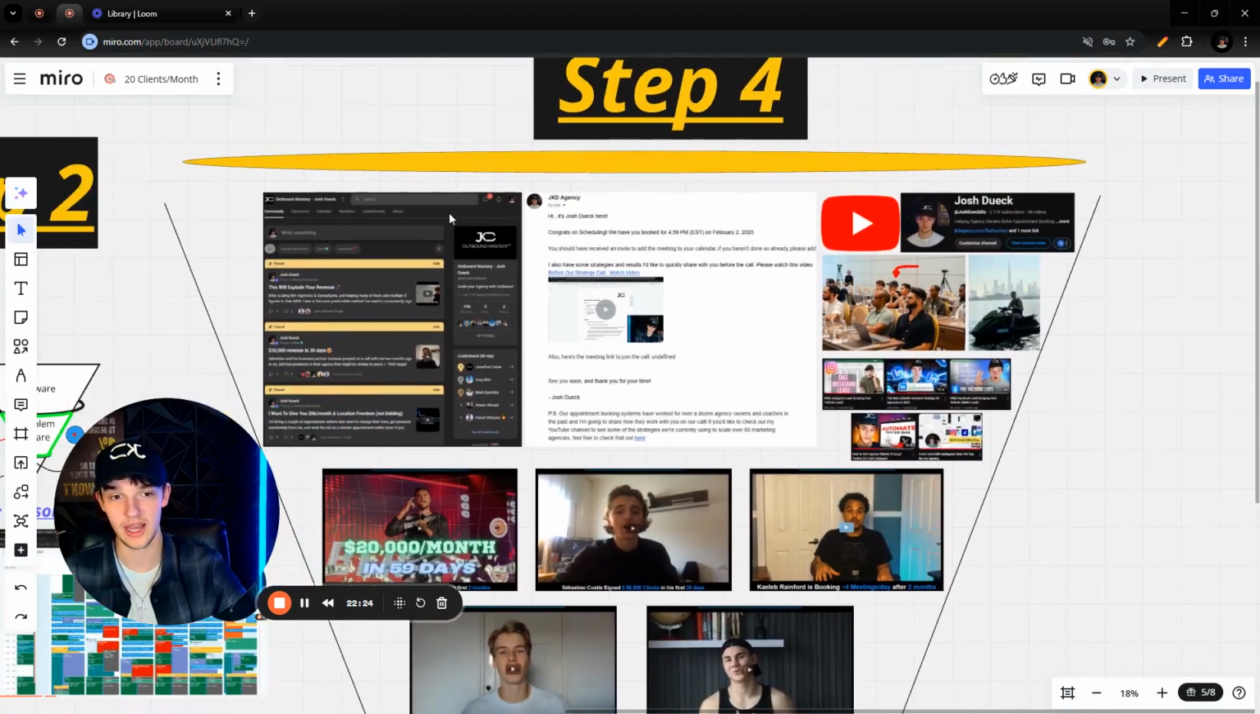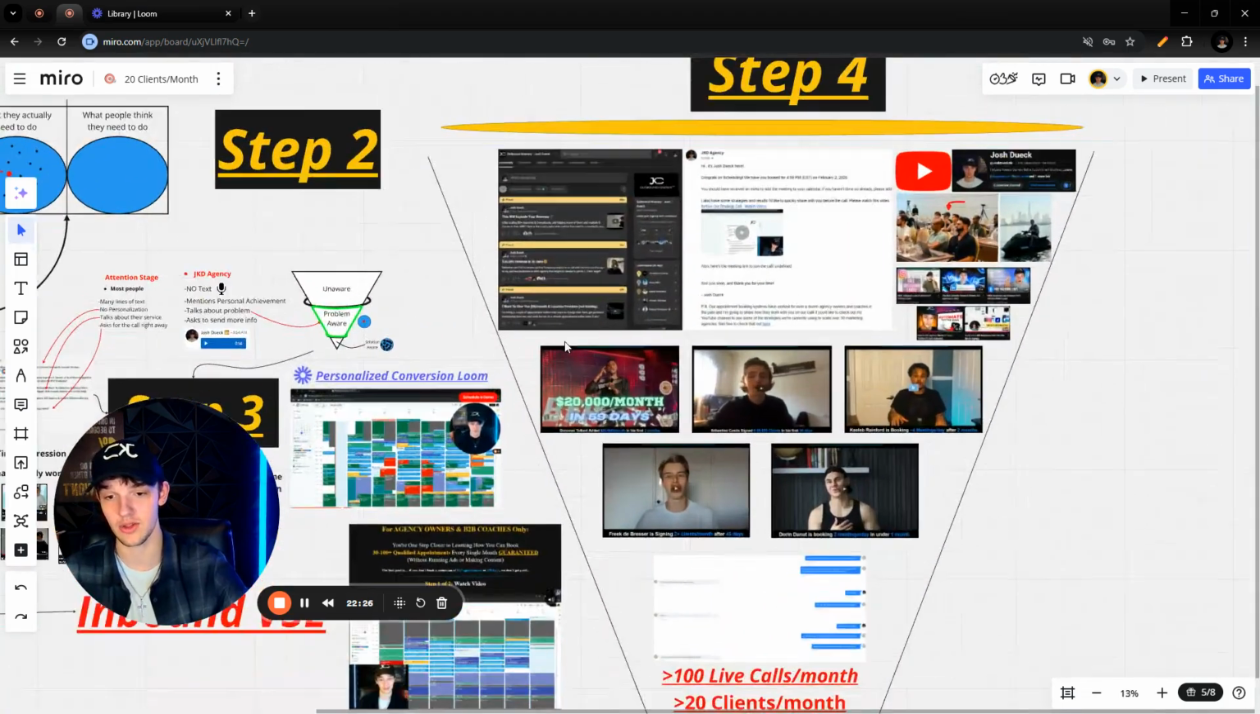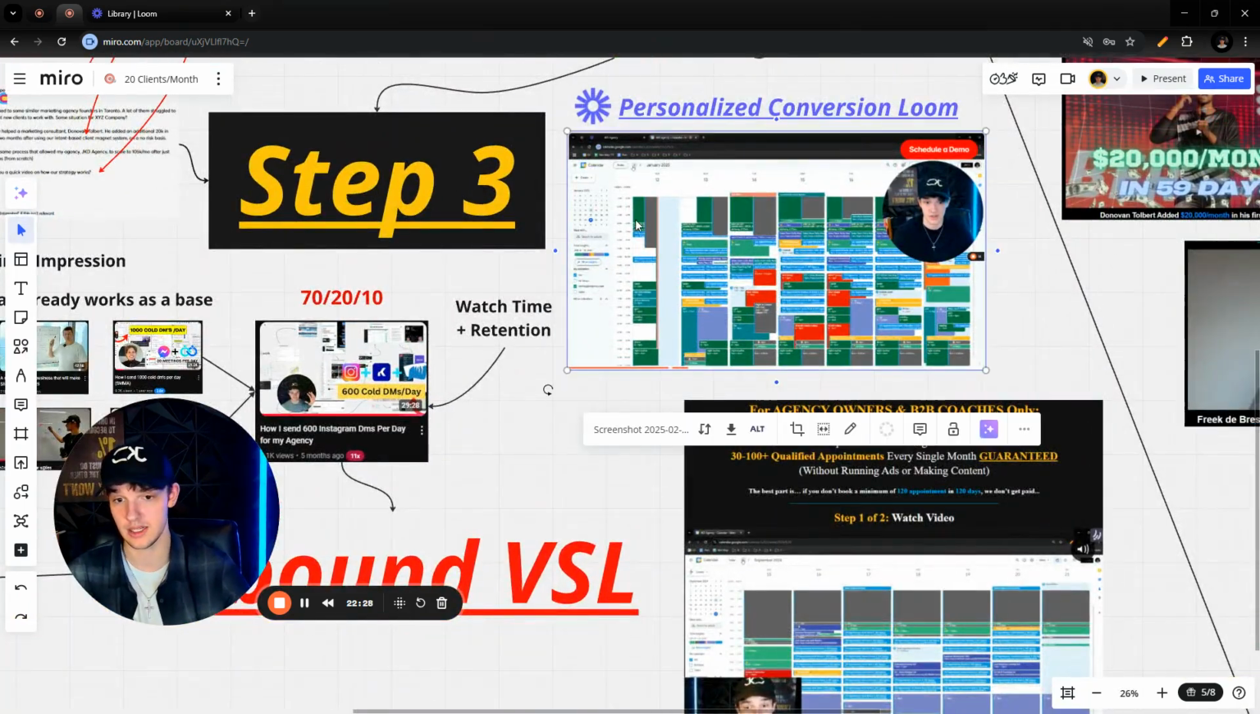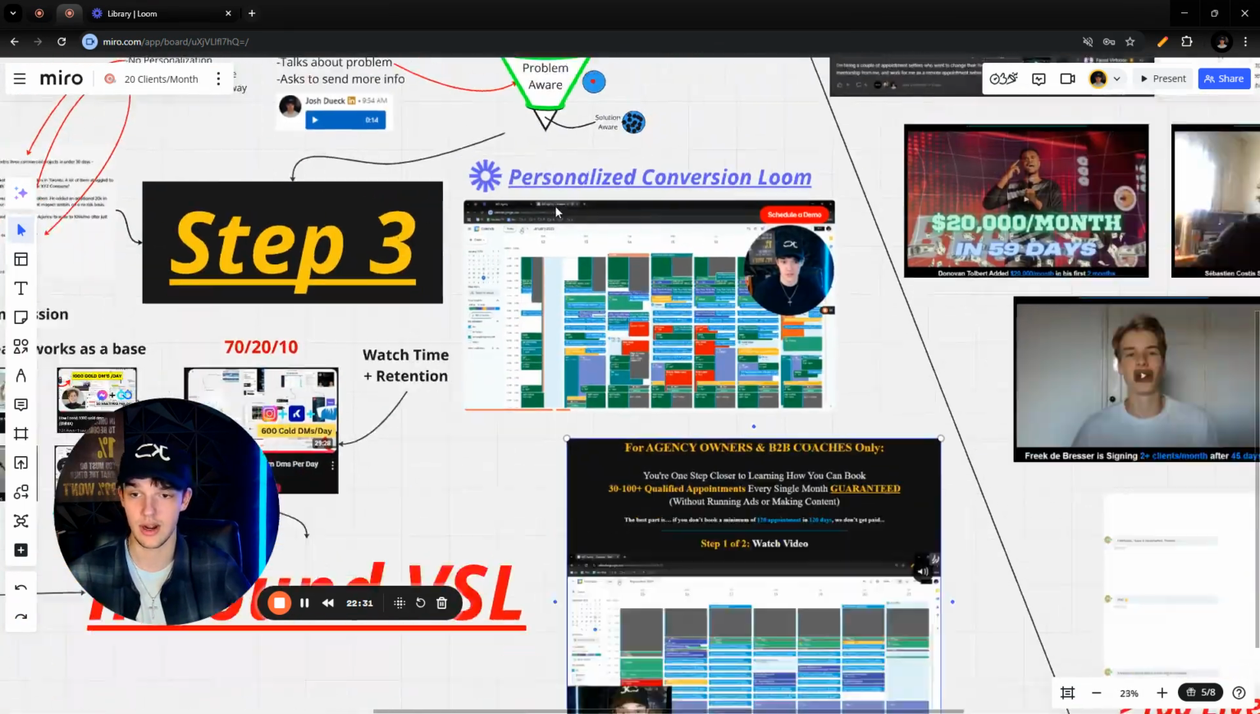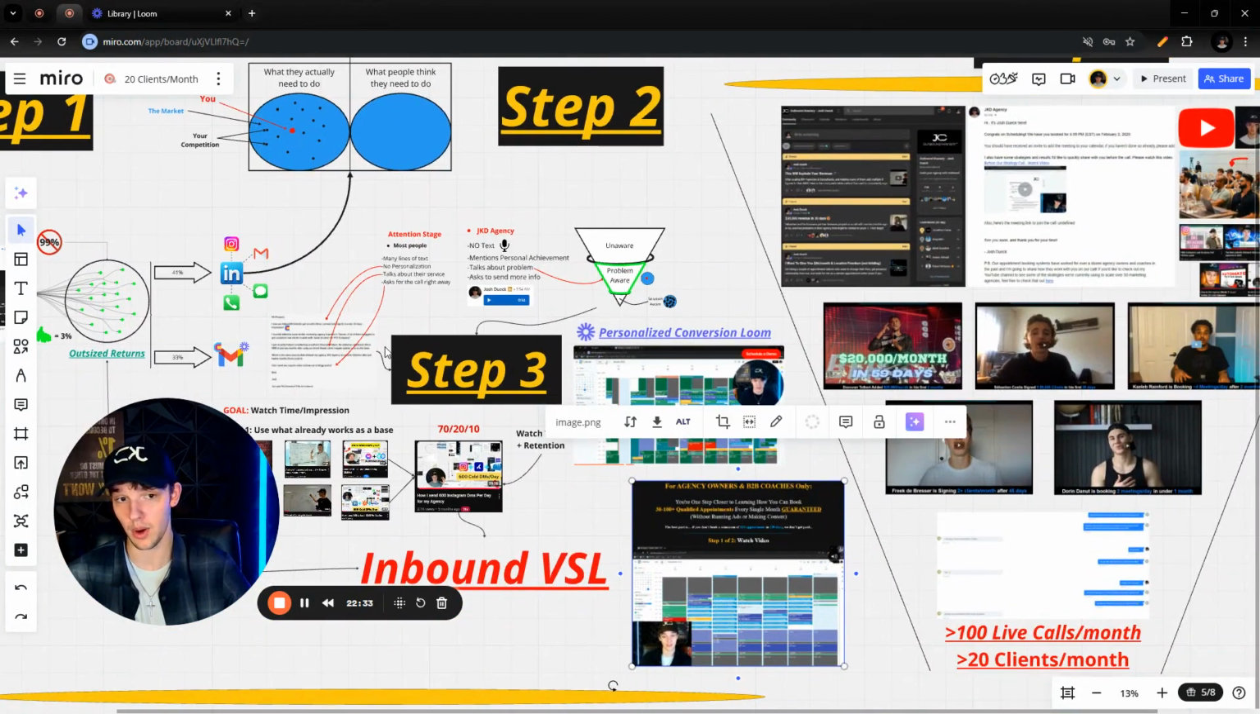Now, step 4 is the actual funnel. Once we have people applying into the calendar here or into the calendar here, this is going to account for our appointments booked, but we actually have to get them, number 1, to show up, and number 2, we need to indoctrinate them into our process and into believing that this is actually going to work.